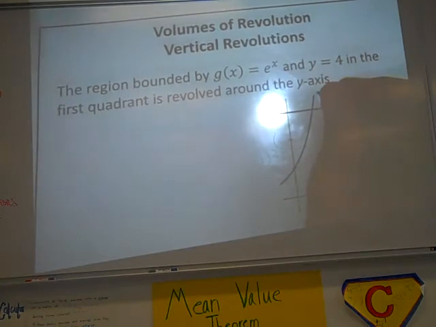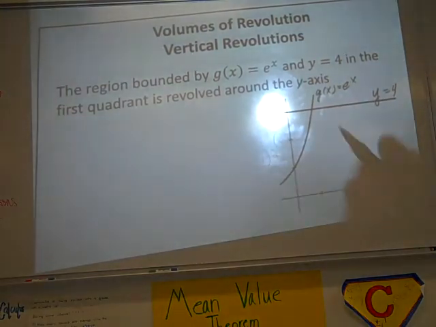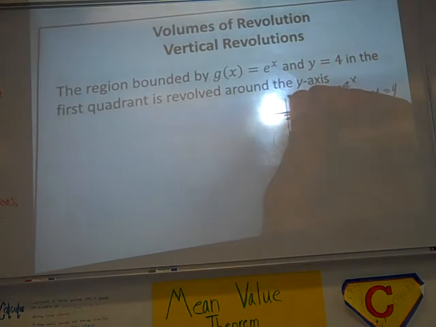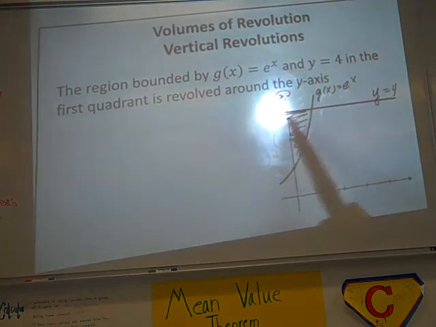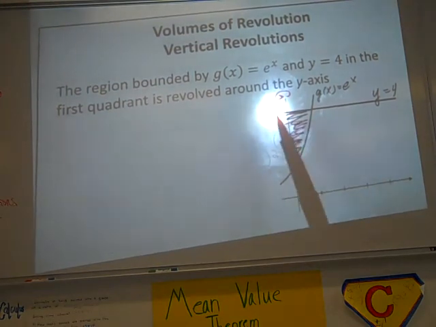All right, region bounded by e to the x. We've already seen this one before. So here's g of x equals e to the x, and the line y equals 4. First quadrant, okay, there it is. I'm revolving this shape around the y-axis. So stop for a second. Think about this little piece in here that I've now shaded in pink and purple.